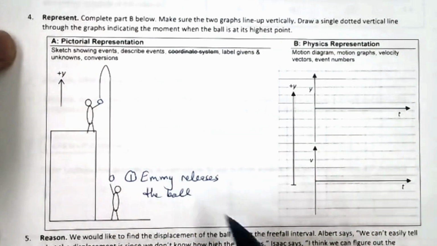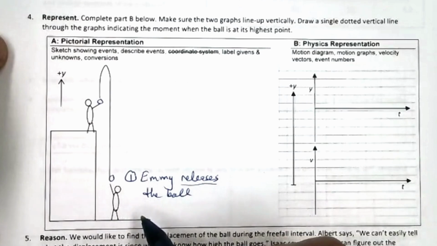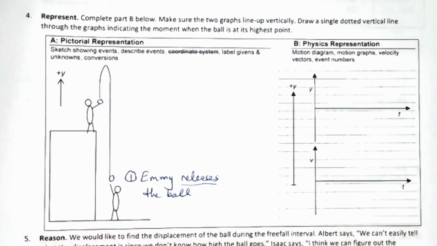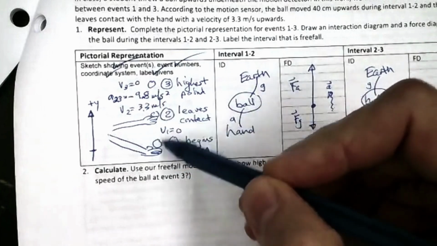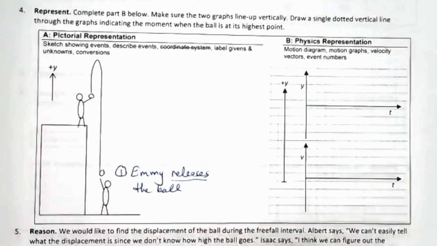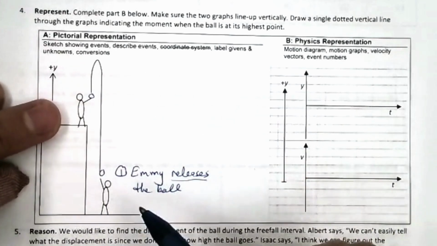And when we describe freefall events, words like these are really important. We don't want to say something like Emmy throws the ball. Throwing a ball is an interval of time. And we saw something similar to that in our previous work here. Throwing the ball is an interval of time where the ball is speeding up. Here we want to be very careful. This is when the ball leaves contact with Emmy's hand. So it's not the throwing the ball interval. And over here, this is when the ball contacts Albert's hand.